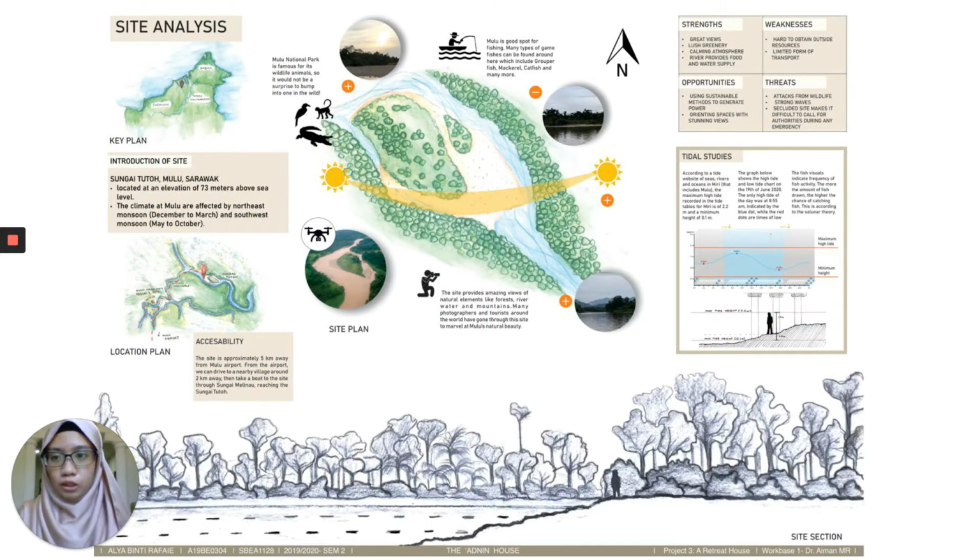My site is located at a river in Mulu, Sarawak called Sungai Tutoh. The strengths of my site include its stunning natural views and how the river provides food and water supply. The site provides opportunities to use sustainable methods to generate power, such as hydroelectric power supply, as well as many space orientations with good views.